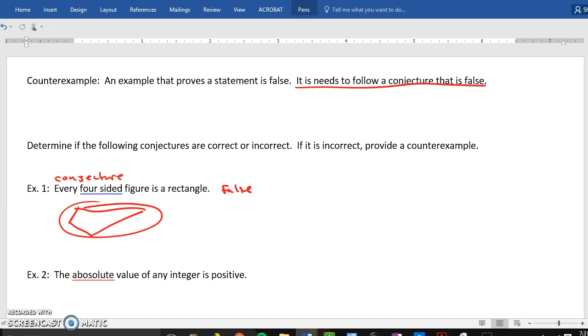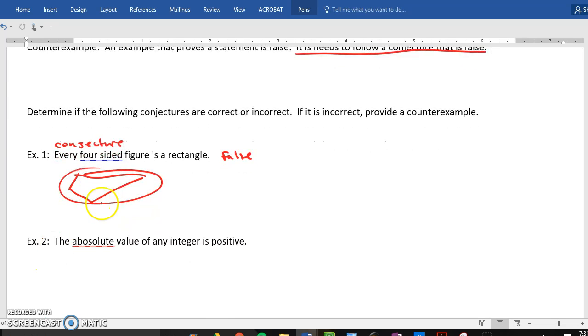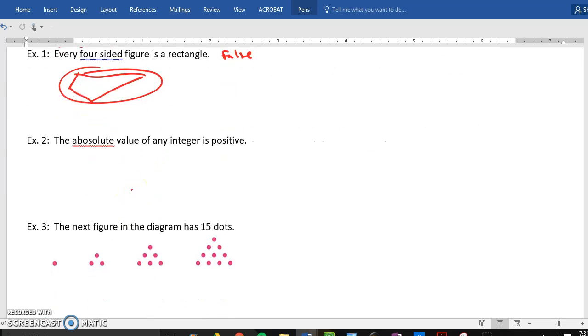Now, conjectures, like I said, can be true or false. So number 2, the absolute value of any integer is positive. Okay? Well, if I take the absolute value of any positive number, what is it? Positive. The absolute value of any negative number is positive. So can you come up with an absolute value of any number and it be negative? No. That means this is true.